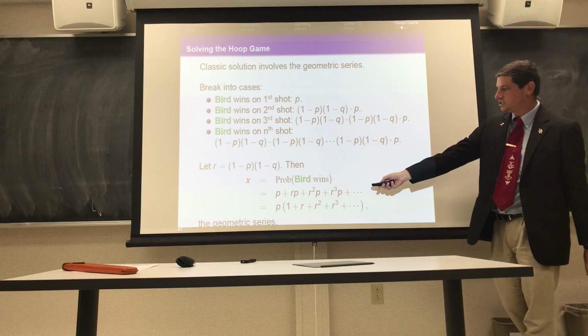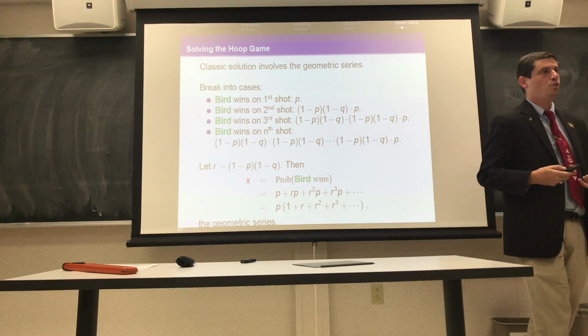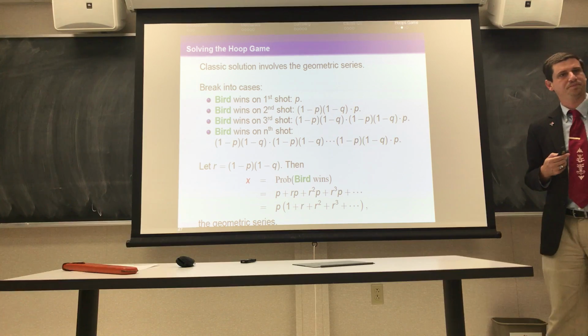All right, so this is the geometric series formula. I can factor out the P. It's 1 plus R squared plus R cubed. We know how to prove the geometric series formula.